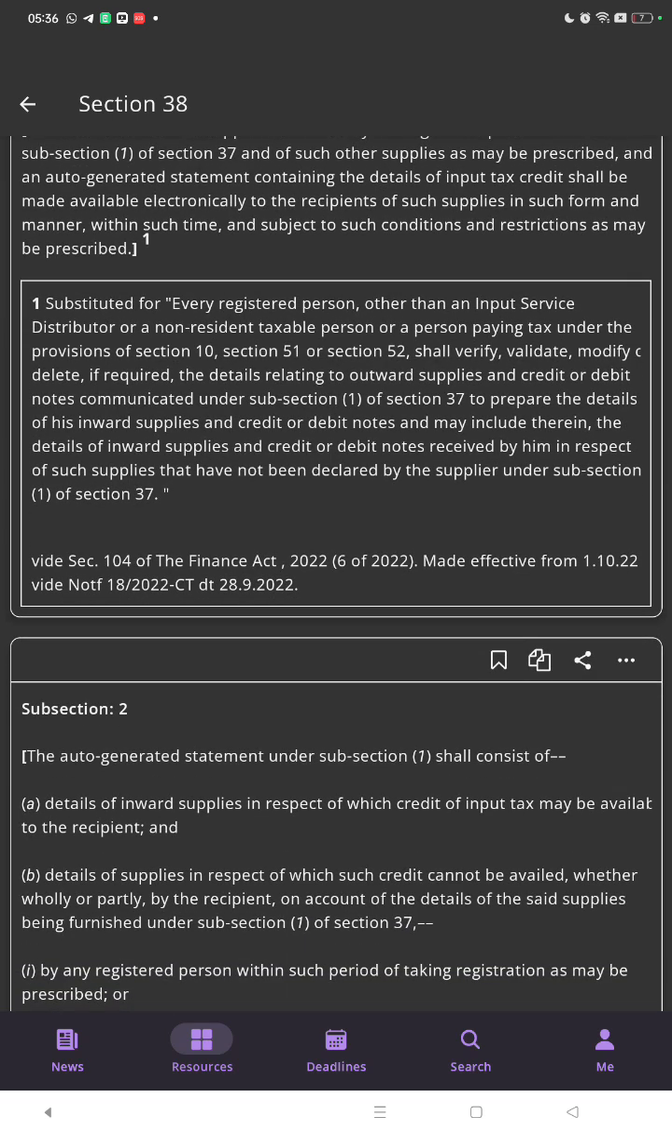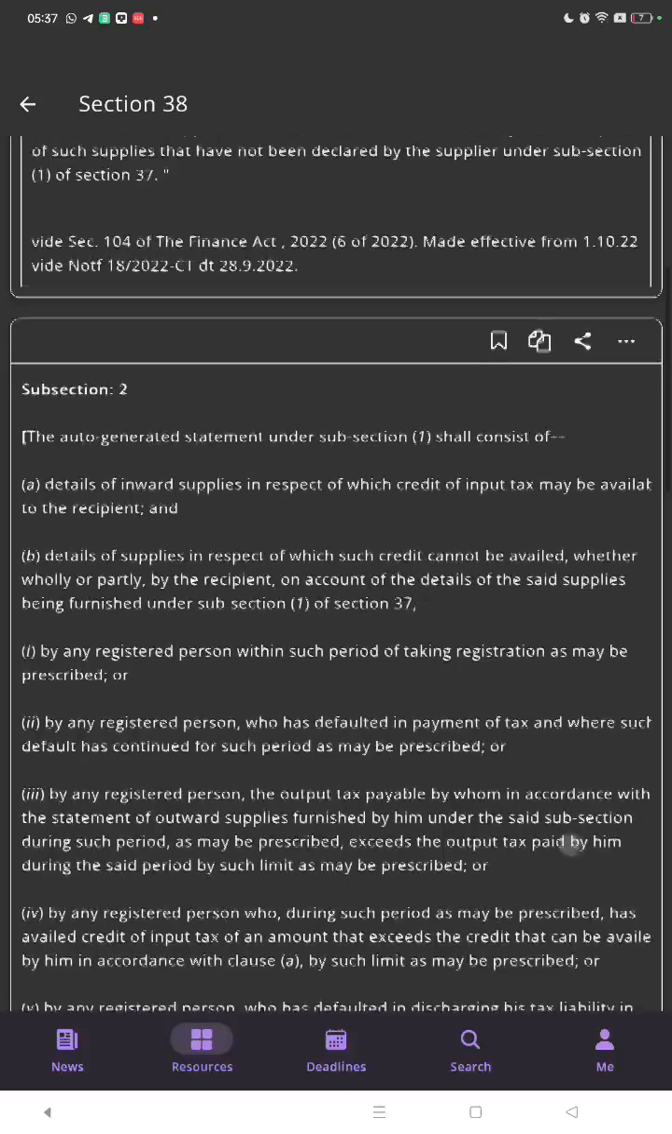Substituted: every registered person, other than an input service distributor or a non-resident taxable person or a person paying tax under the provisions of section 10, section 51 or section 52, shall verify, validate, modify or delete, if required, the details relating to outward supplies and credit or debit notes communicated under subsection 1 of section 37, to prepare the details of his inward supplies and credit or debit notes, and may include therein the details of inward supplies and credit or debit notes received by him in respect of such supplies that have not been declared by the supplier under subsection 1 of section 37.